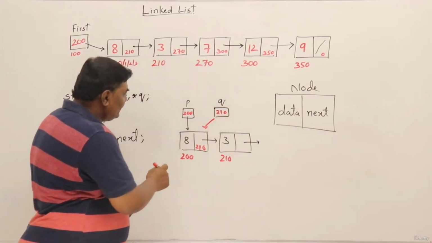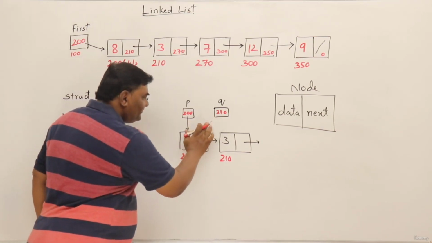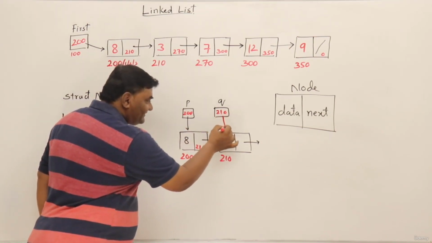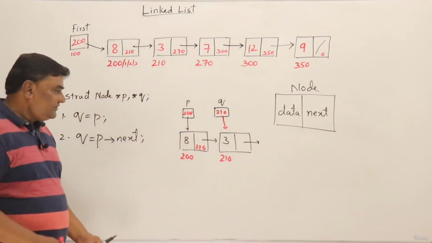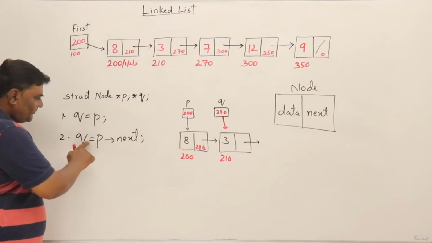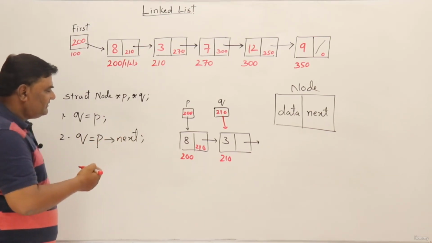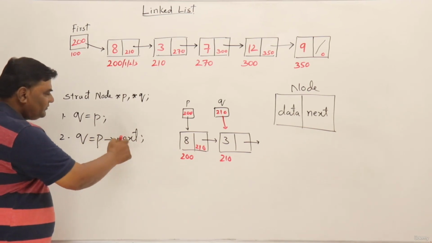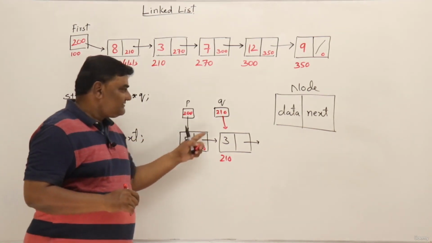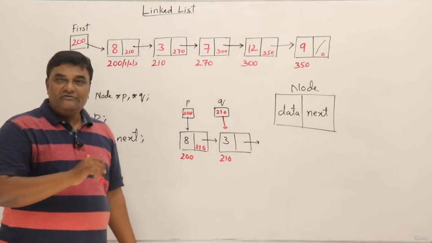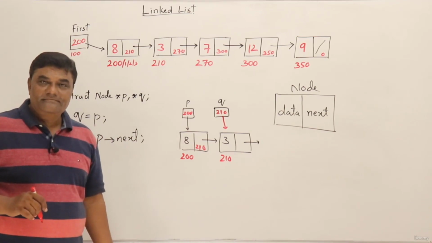So now where is Q pointing? Q is pointing on the next node. So if you read it, let Q point on the next node of P. Let Q point on the next node of P. So on the next node of P, Q will be pointing.